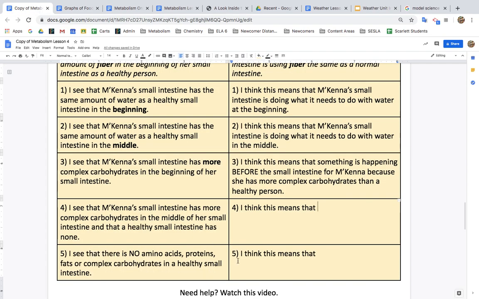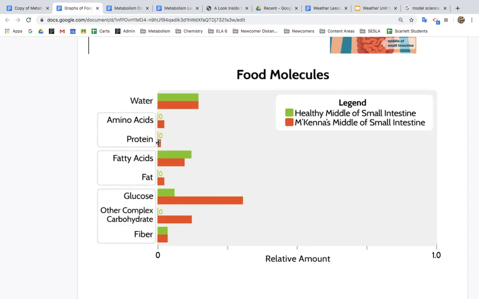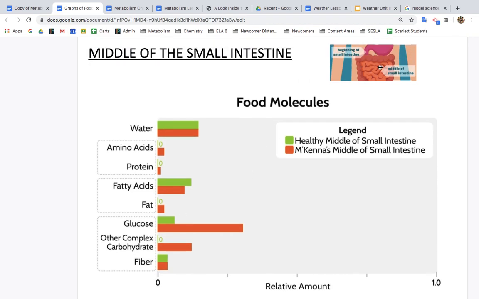Finally, challenge yourself. What do you think it means that in a healthy small intestine there are no amino acids, proteins, fats, or complex carbohydrates by the time the food gets to the middle of her small intestine? What does that tell you about what the function or the job of the small intestine might be? Remember, you're making your best guess. It does not need to be perfect.